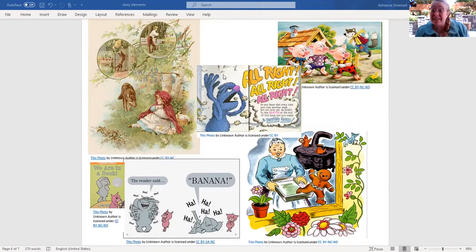Think about the other stories pictured here. What are the events? What are the problems and solutions? Now it's your turn. You get to tell me about one of these stories. Tell me, what are the events of the story? What is the problem and solution of the story?